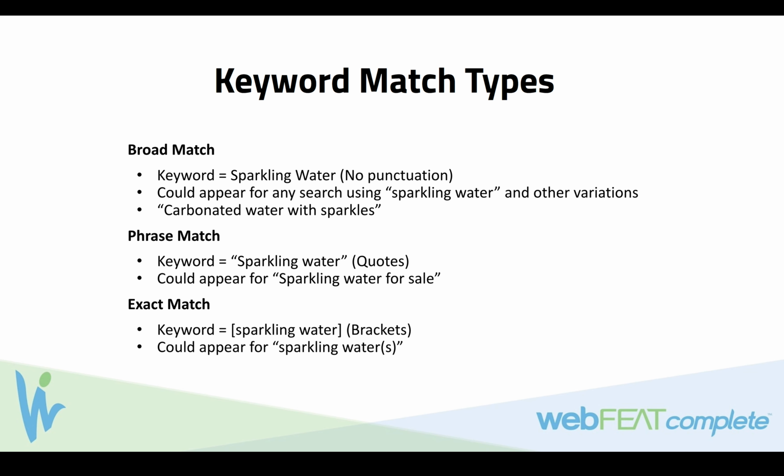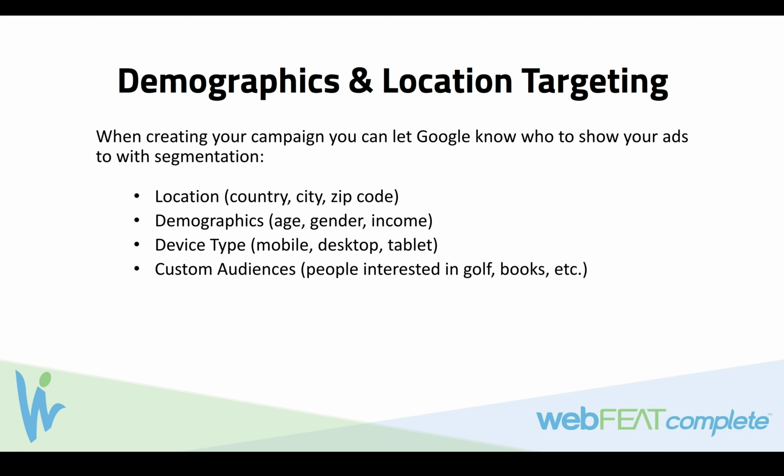Okay, then you have demographics and location targeting. So when creating your campaign, you can let Google know who to show your ads to with different types of segmentation. So you can target people in a specific country or city or by zip code, and then you can even set a radius around that. So if, say, you want to target someone in Cincinnati, Ohio, and you only want your ad to show to people within a 5-mile radius of Cincinnati, then you can let Google know.